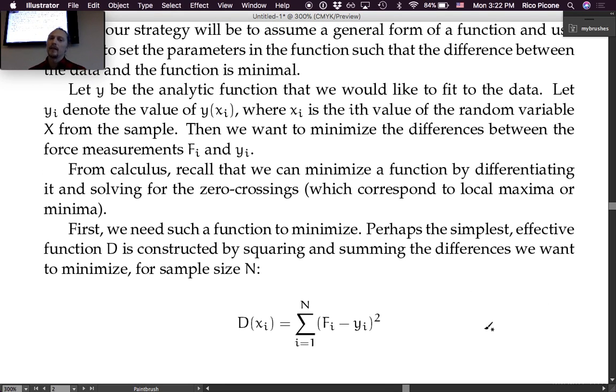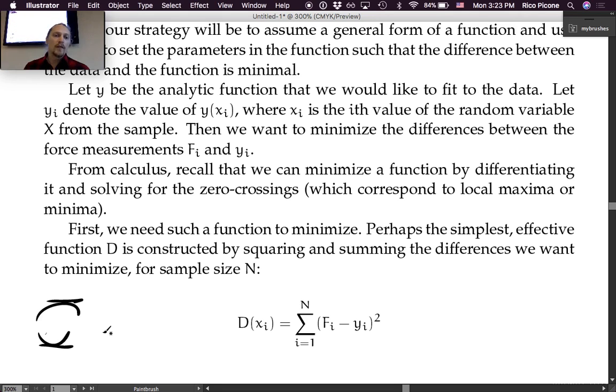So, from calculus, recall that we can minimize a function by differentiating it and solving for the zero crossings, which correspond to local maxima or minima. Does that sound familiar? If you take the derivative, then you're finding the slope, right? When the slope is 0, that means that the function has either reached a maximum or a minimum locally. It doesn't have to be globally minimum or maximum, but, right? Local maximum or local minimum.